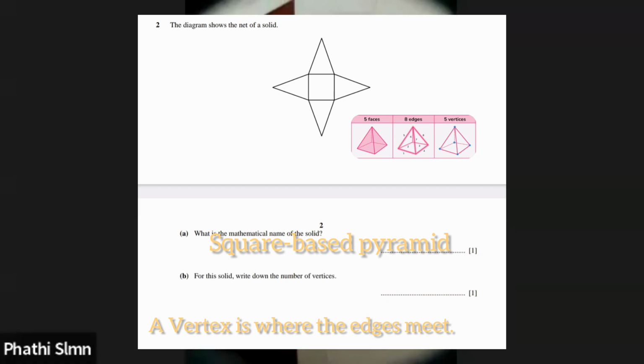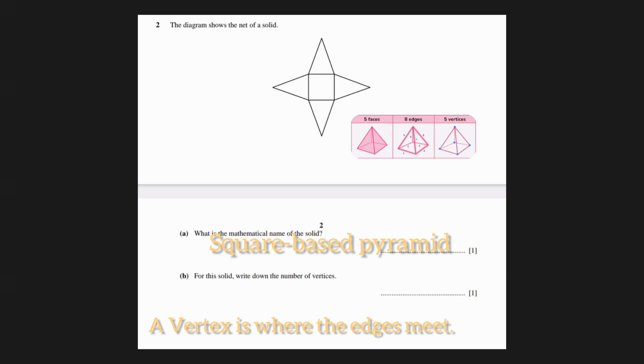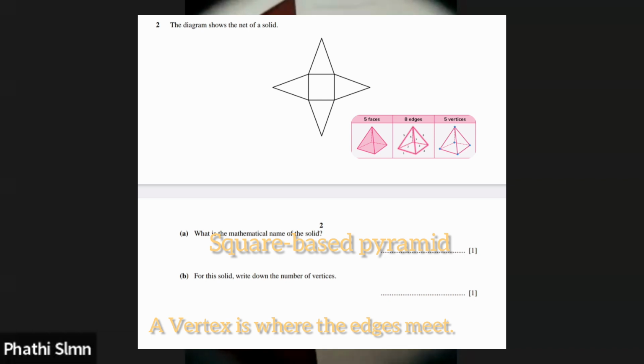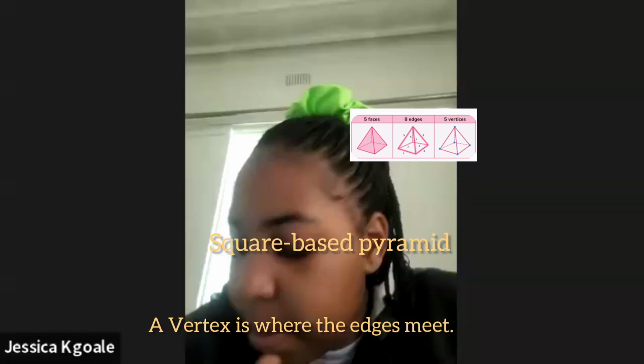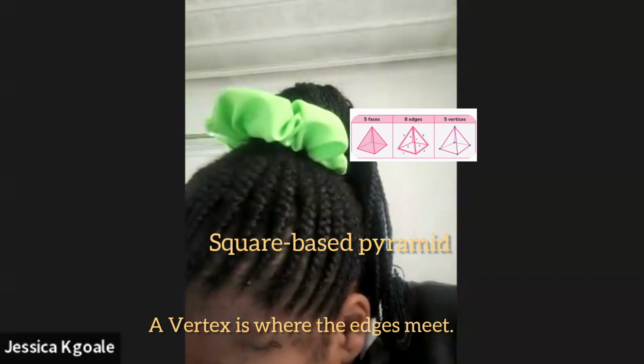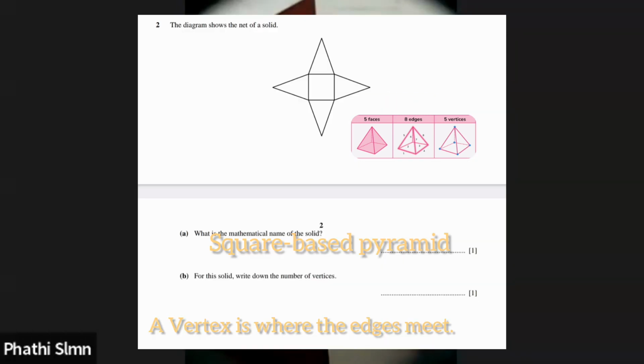So now can you think of your square-based pyramid and try to check how many vertices it has? 4. Really? Is it 4? Really check again. It's 5. Good. So the square-based pyramid has 5 vertices.